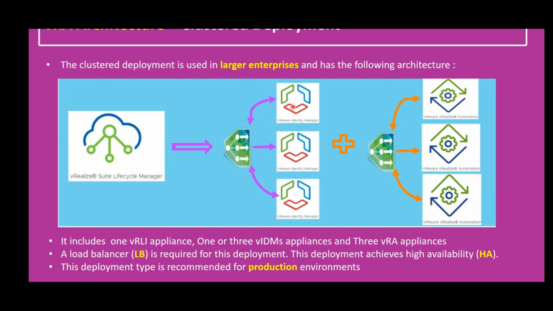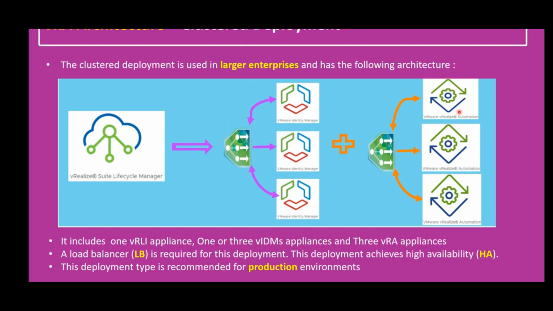Load balancing means we need three IDM appliances, and to maintain this load balancing, we need to configure an NSX load balancer. This is the icon for the NSX load balancer. Normally the load balancer has one IP address. Whenever the LCM tries to contact, instead of contacting appliance 1, 2, or 3, it will contact the load balancer IP. It will redirect the request to the respective appliance wherever the load is free. All the load will be taken care of by the load balancer.